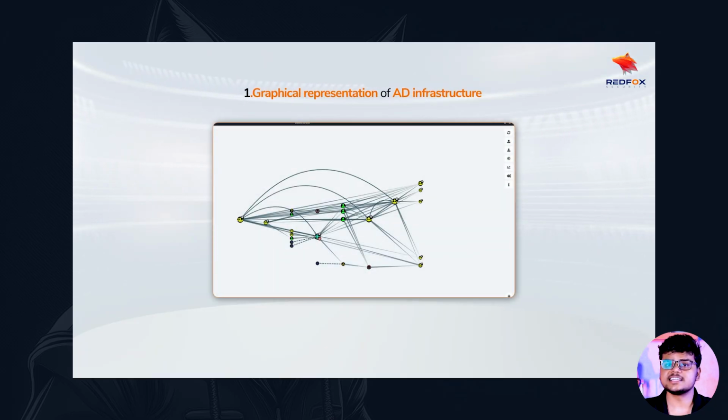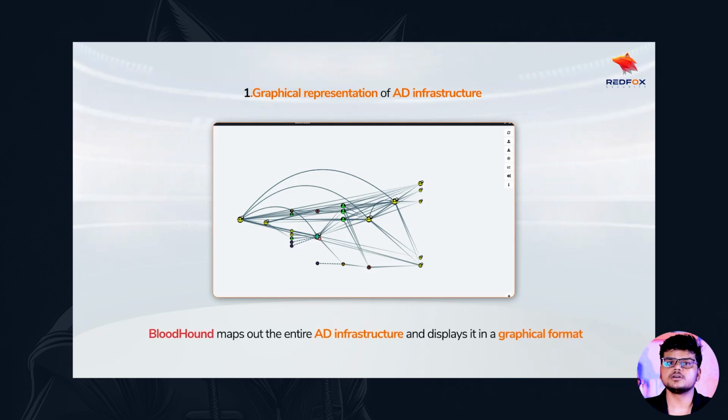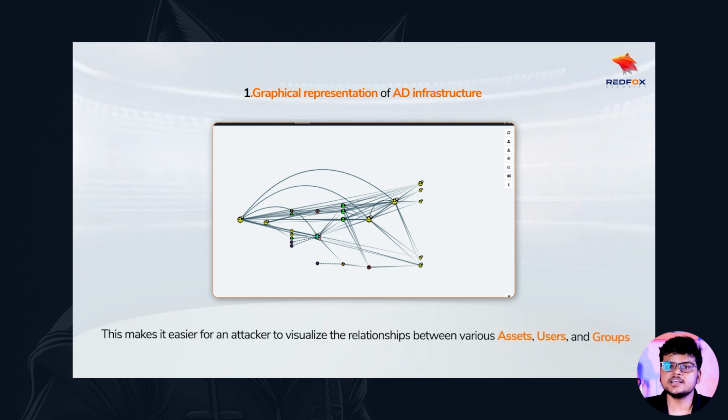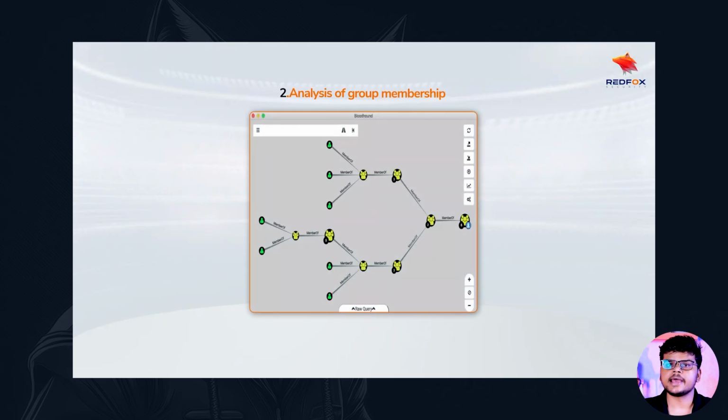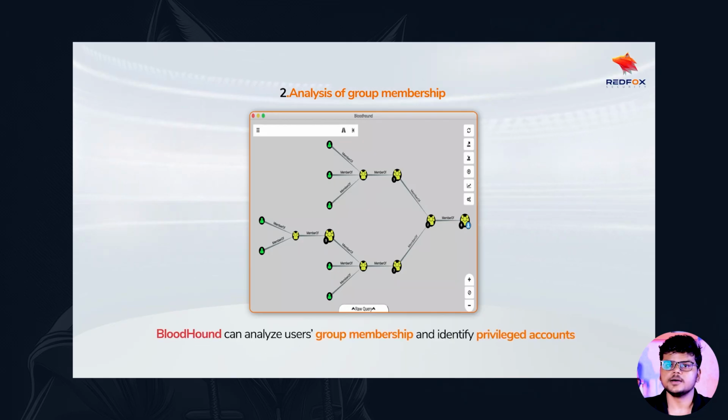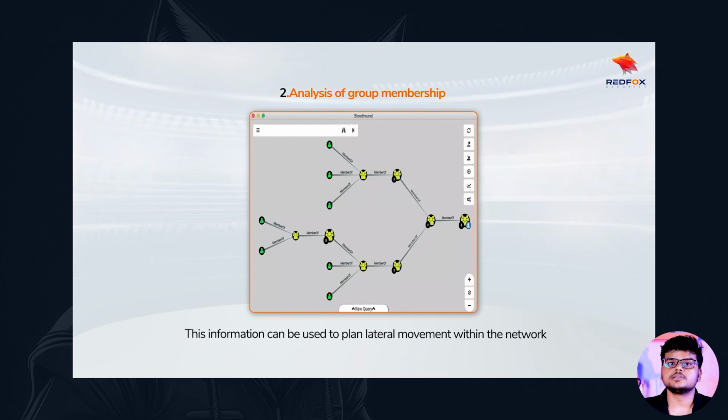Graph representation of AD infrastructure. BloodHound maps out the entire AD infrastructure and displays it in a graphical format. This makes it easier for an attacker to visualize the relationships between various assets, users, and groups. Analysis of group membership. BloodHound can analyze users' group membership and identify privileged accounts. The information can be used to plan lateral movement within the network.